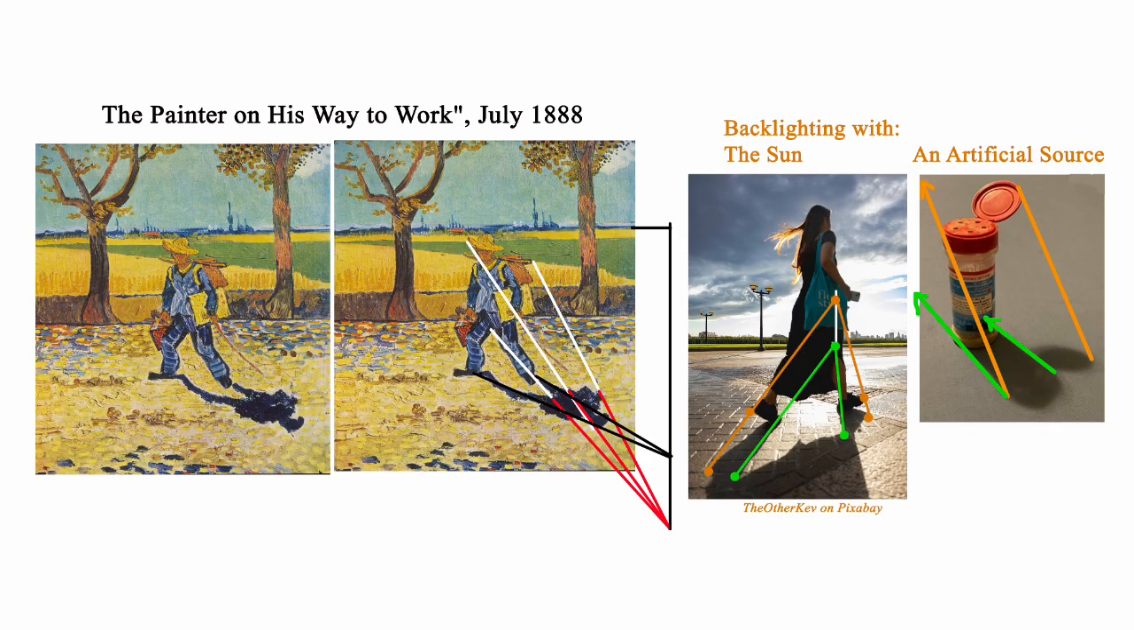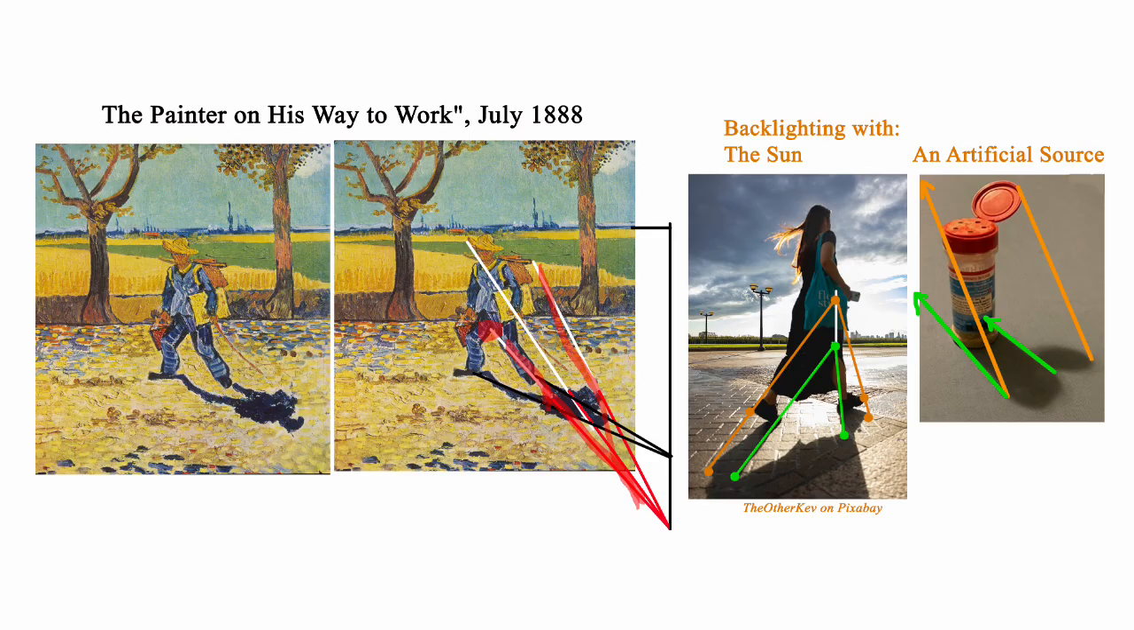The shadow isn't drawn correctly, and to find a shadow, you go from various points on the figure to points on the shadow. And when you do that, you see that the light direction is converging down like this. And that only occurs with front lighting.